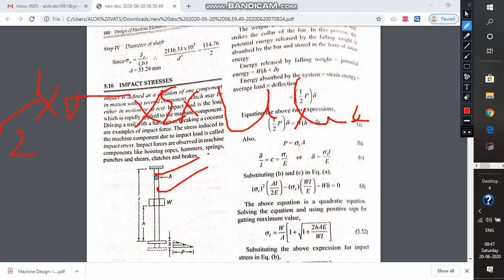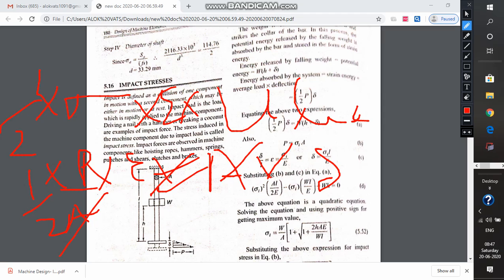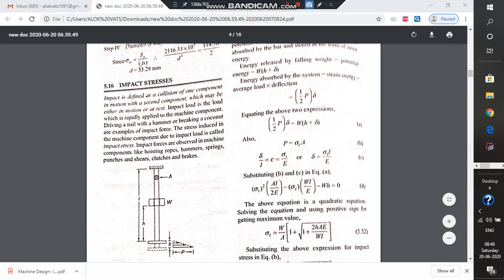We can also write half into stress. Stress is force per unit area, P by A, into strain, into volume. What is volume? Volume is nothing but area into delta. The area gets cancelled, and strain and this delta. Delta is the displacement. So we can say that the energy absorbed by the system can be given by half into P into delta.